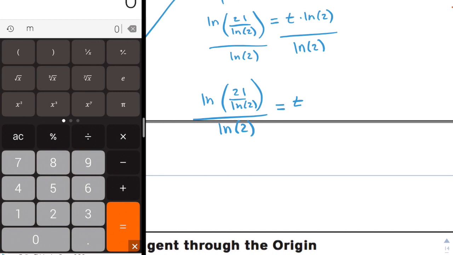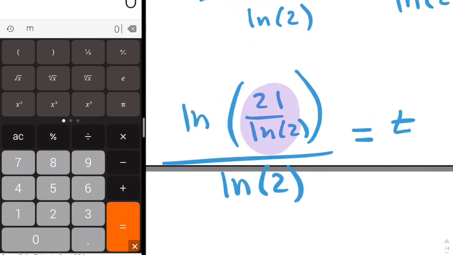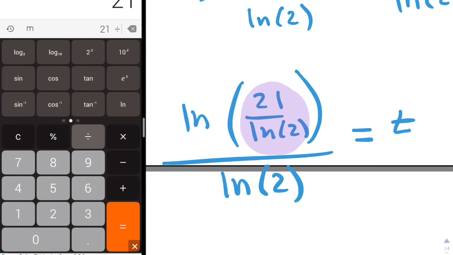The first thing you want to do is be very cautious. You want to evaluate the inside here. So let me highlight, we're going to be evaluating this inside. It's also important to evaluate it correctly. So 21 divided by ln of 2. See what my calculator is doing? It's really not working well for me here. So what I want to do is calculate the ln of 2 first.